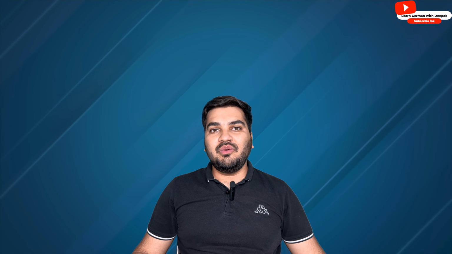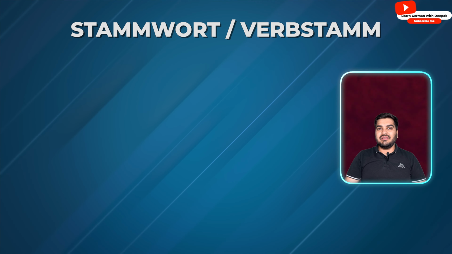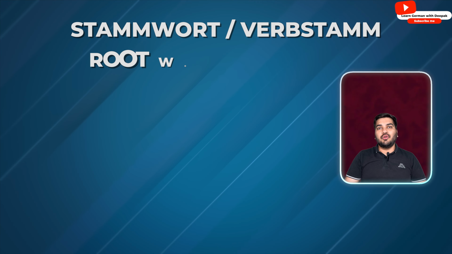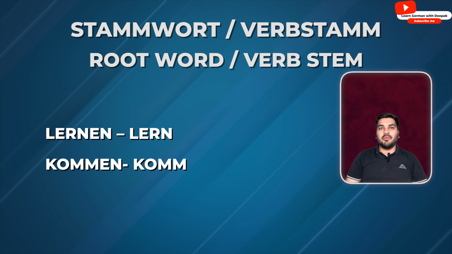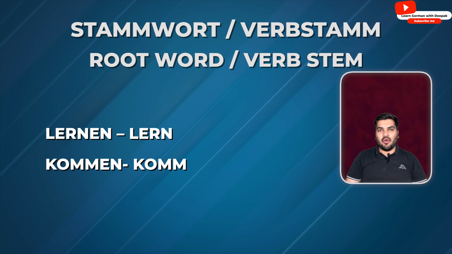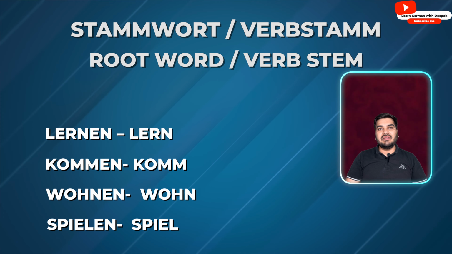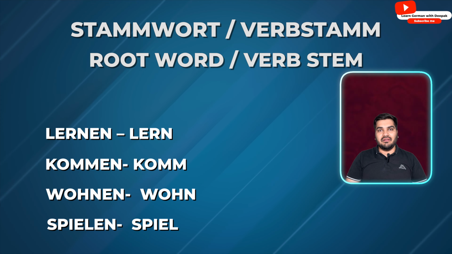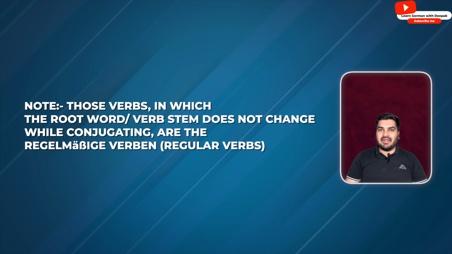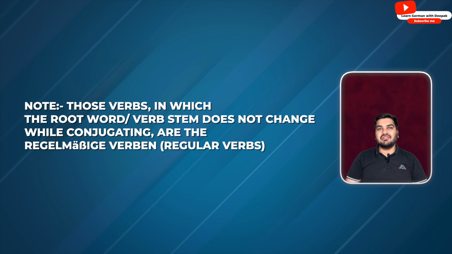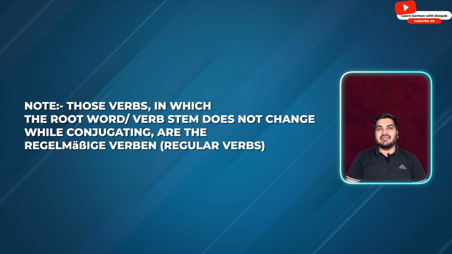learn irregular, unregelmäßige Verben. Now every verb has a Stammwort. What is Stammwort? Stammwort means root word. For example, lernen, Stammwort is lern; kommen, Stammwort is komm; wohnen, Stammwort is wohn; spielen, Stammwort is spiel. Now when we conjugate the verb, we have different endings, but there are no changes in the Stammwort. That is what we call regelmäßige Verben.